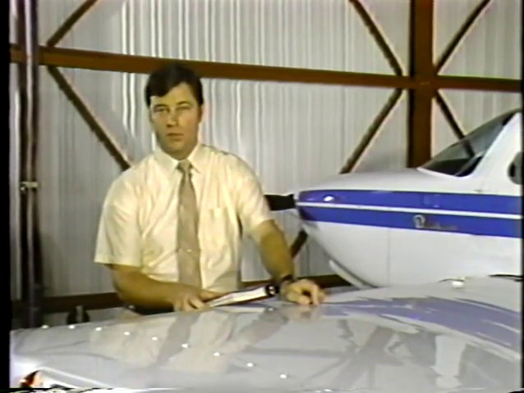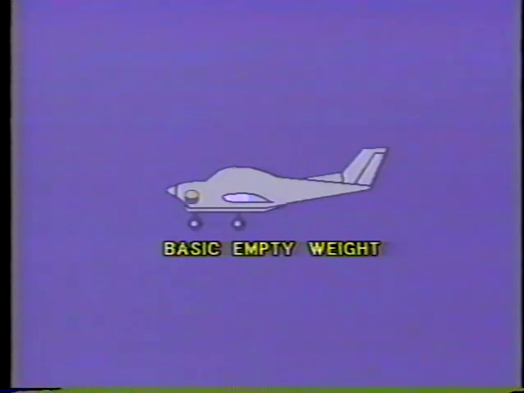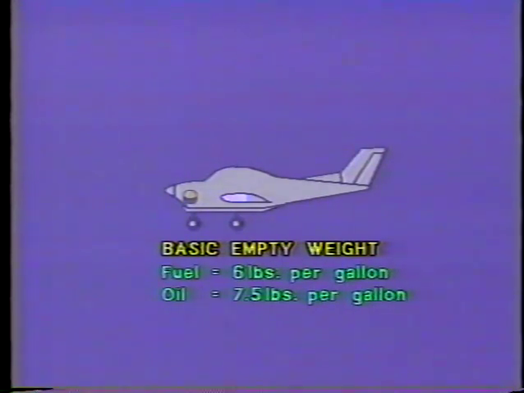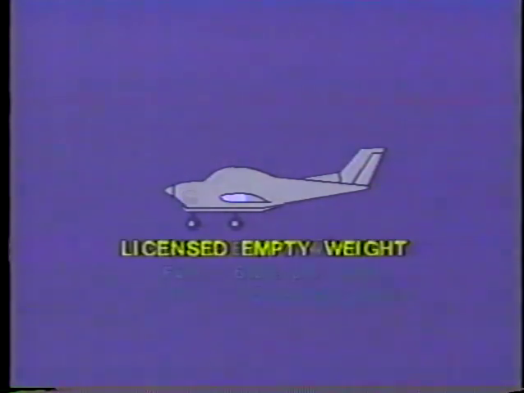Before we look at the big picture of the airplane's weight and center of gravity limits, we need to define some terms. Basic empty weight is the weight of the airplane complete with all installed equipment, engine oil, and unusable fuel. Unusable fuel is the fuel remaining in the tanks after a runout test has been completed in accordance with governmental regulations. This unusable fuel is considered part of the airplane's own weight. The weight of fuel is 6 pounds per gallon, and the weight of oil is 7.5 pounds per gallon. These are two important values for the pilot to remember.